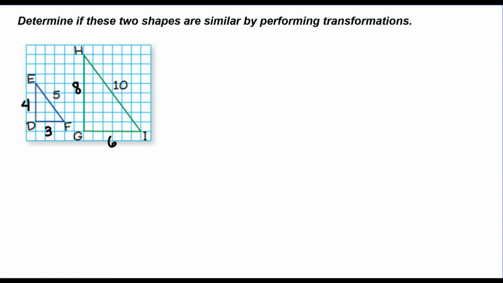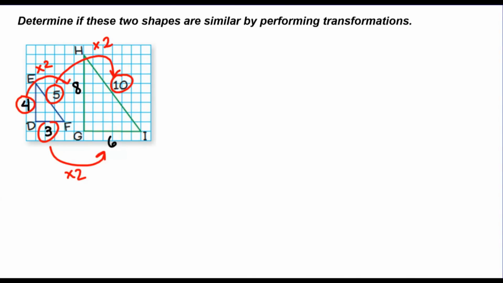So I'm going to see if I can dilate the smaller one and enlarge it to the larger one, and I'll see that these corresponding sides here, if I would have to go from a side length of 5 to a side length of 10, that would require a scale factor of 2. Now, is that scale factor going to work for the other sides? 4 would then map to a side length of 8, and 3 would map to a side length of 6. So I can use a scale factor of 2 to produce the same side lengths on the larger triangle.